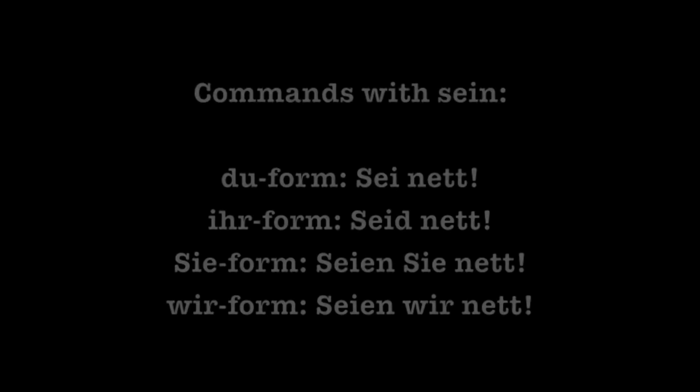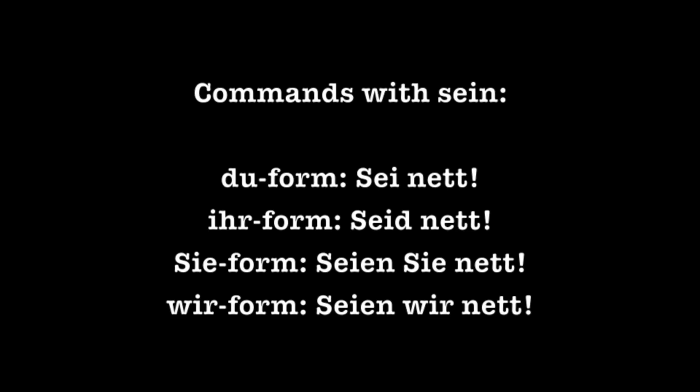Sein is one of the most complicated verbs in the German language. It's weird in the present tense, and it's weird in the past tense. And why wouldn't it be weird in the command form? So with sein, you have to just memorize the different forms again. The du form changes to sei, as in sei nett, be nice. The ihr form actually doesn't change any and just stays as seid, as in seid nett. The Sie form and the wir form both end up being seien. So we say seien Sie nett, as in be nice, and seien wir nett, let's be nice.